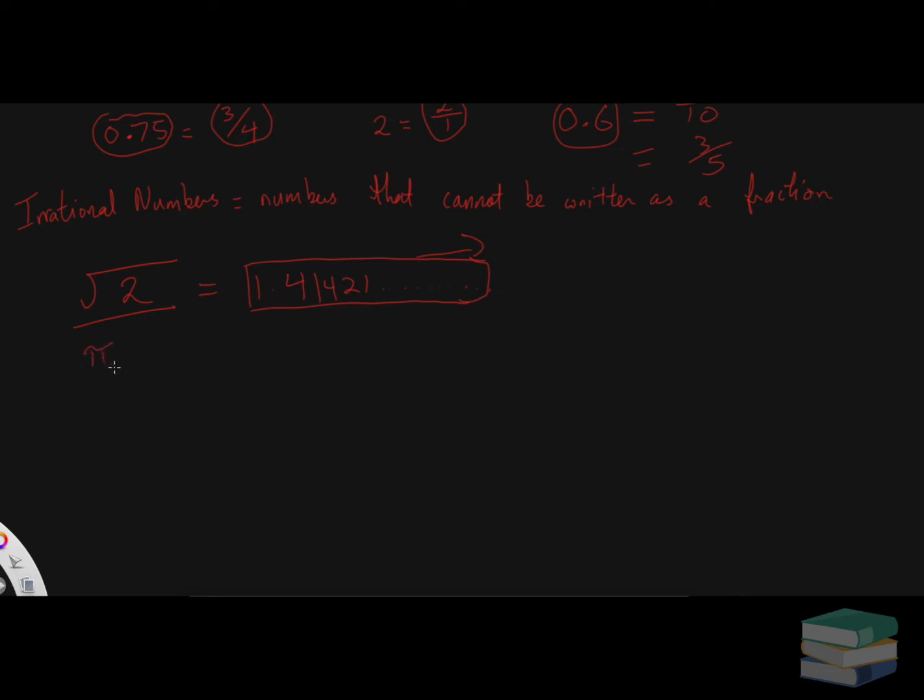Also, the ratio pi is also an irrational number, as the decimal places keep going. There's no actual finite value for it. It's just a ratio.